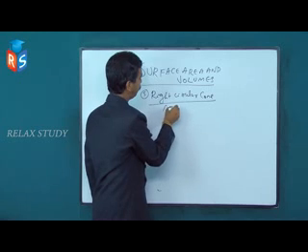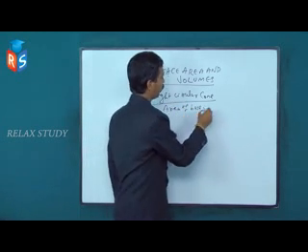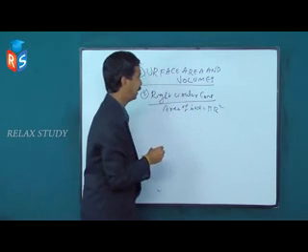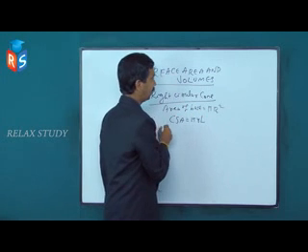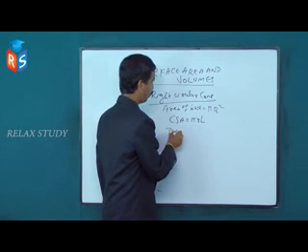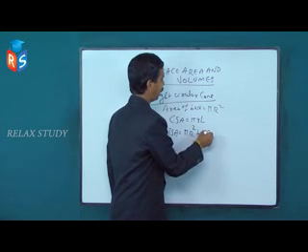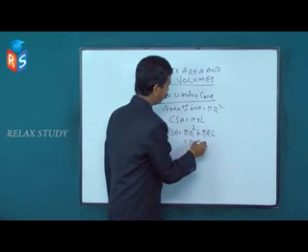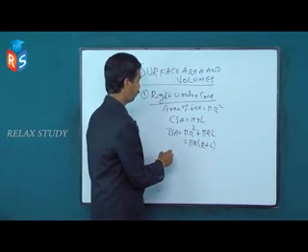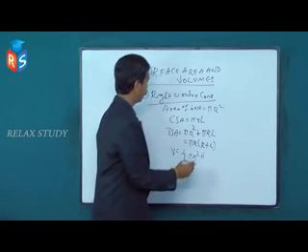Its area of base is pi r square because its base is a circle. Then CSA equals pi r l. Then TSA equals pi r square plus pi r l. We can take pi r outside. Then pi r into (r plus l). Then volume equals 1 by 3 pi r square h.